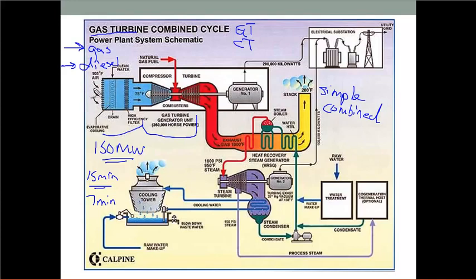So let's just talk about this a little bit, though. A simple cycle is nothing but the jet engine with the generator and then the exhaust gas. Here they talk about the exhaust gas being 1,000 degrees. These are pretty incredible machines because they can be sitting there at ambient temperature. You hit a button, they start dumping fuel into them, and in 15 minutes they're generating 1,000-degree exhaust gas.